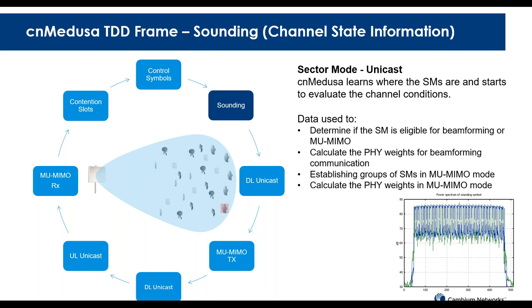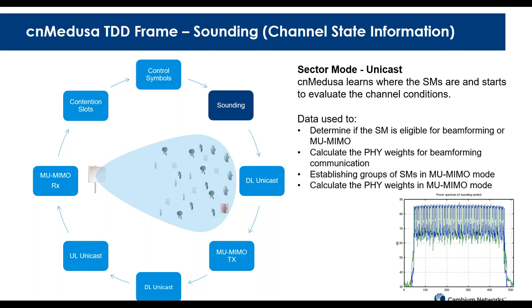Let's assume we have a scenario where the subscriber is close to an object that creates a strong reflection. Now, the access point is receiving the direct signal from the subscriber, but also the strong reflection. So it's difficult for the access point to understand which is the right direction towards that user and where to point the beam.